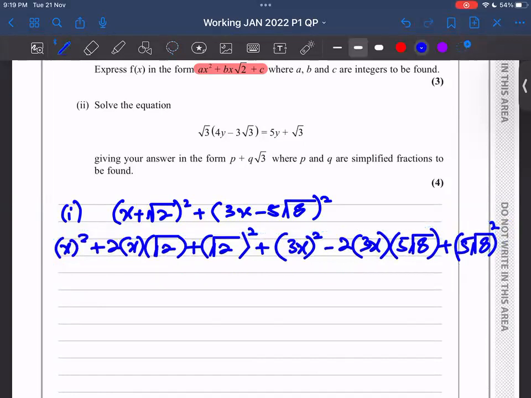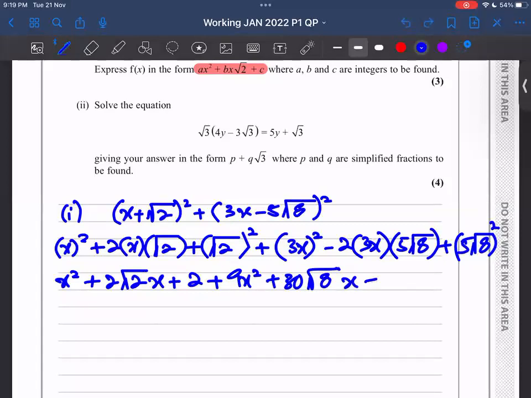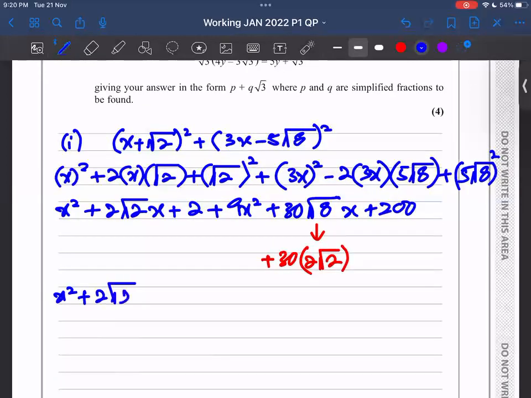I have opened up the formula. This will become x square plus 2 root 2 x, root 2 square is 2. This will become 9x square, 2 3s are 6, 6 5s are 30, so it is going to be 30 root 8 x, and 5 square is 25, root 8 square is 8, 25 into 8 is going to be 200. Here one more thing I will do: this root 8 is 2 root 2, and this 30 is written here. It means that this expression is going to become x square plus 2 root 2 x plus 2, plus 9x square minus 60 root 2 x plus 200.